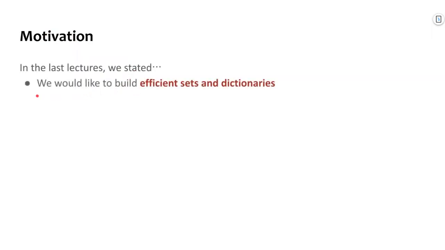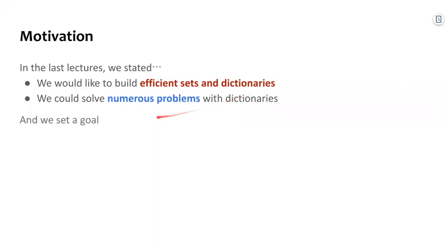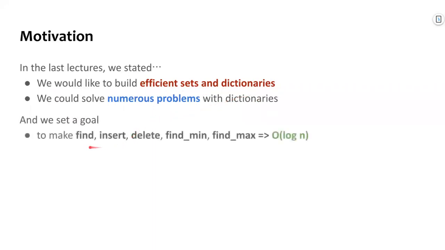We first want to talk about the motivation of why we are studying binary search trees, and then discuss what binary search trees are. In the last lectures, we stated that we would like to build efficient sets and dictionaries because we could solve numerous problems with dictionaries. And if you really develop some practical applications or your own programs, then you are going to use dictionaries quite a lot. So that's why we are interested in building efficient sets and dictionaries. And we set a goal to make these operations O(log n).